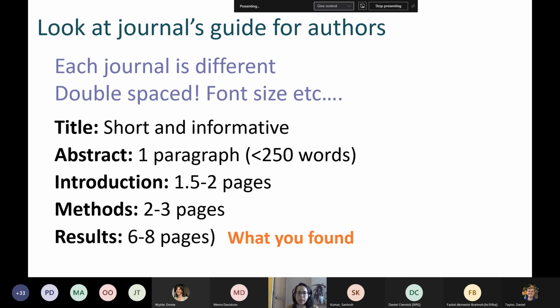So the results then is what you found. So this is the most important part of your story. So think about how you can show this in a really engaging way. Think about really nice figures and diagrams.